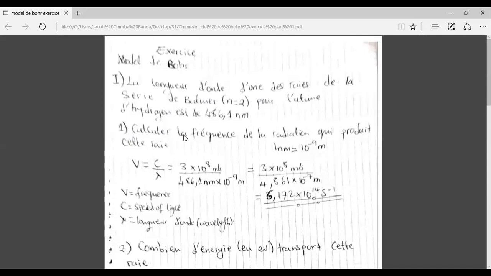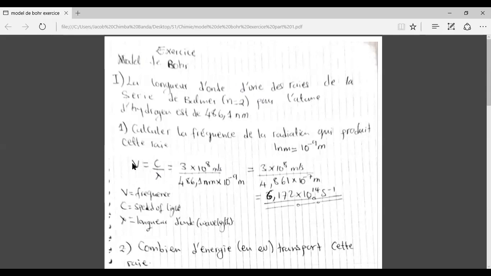So how do you calculate the frequency? When you're answering a question, you have to check what you have been given. We see that they have given us the wavelength, and you have to know this formula by heart. So which formula do we use if they are giving us the wavelength to find the frequency?